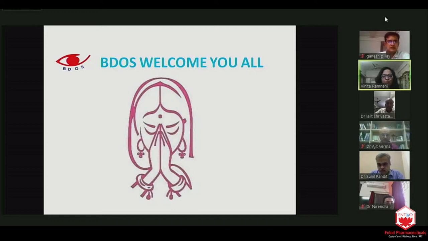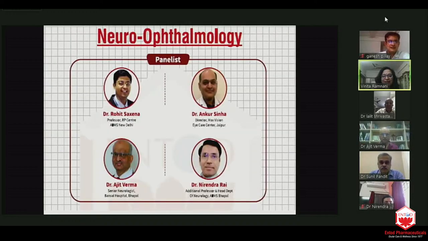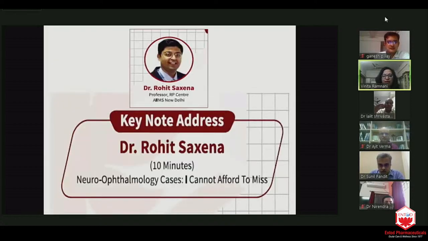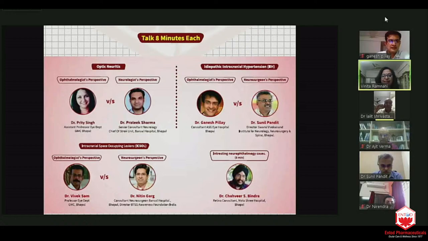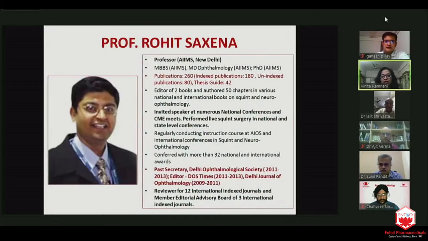Panelist Dr. Rohit Saxena from RP Center, Dr. Ankur Sinha from Jaipur, Dr. Ajit Verma, senior neurologist from Bansal Hospital, and Dr. Neeraj Rai from AIIMS. We will be having a keynote address by Dr. Rohit Saxena, followed by our talks, and then lastly, the case presentation by our clinical secretary, Dr. Chahavir Imbra. Now, I invite our president, Dr. Lalit Srivastava, sir, to give the official welcome address and introduce our panelists.